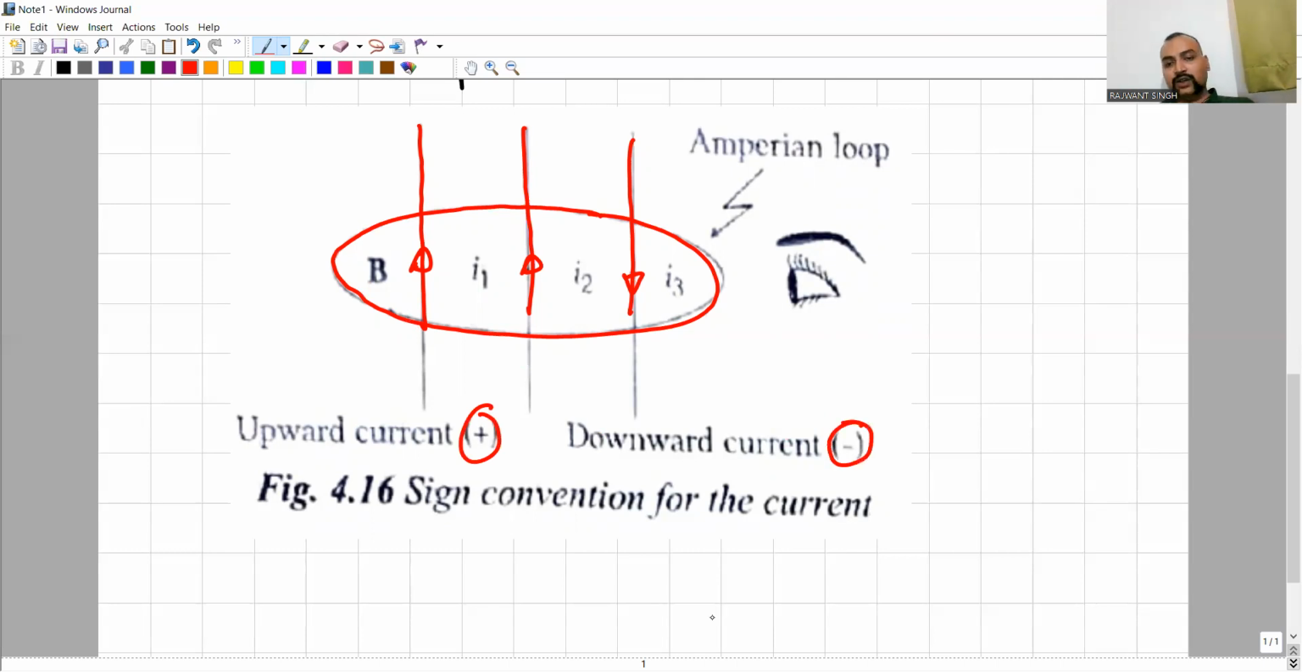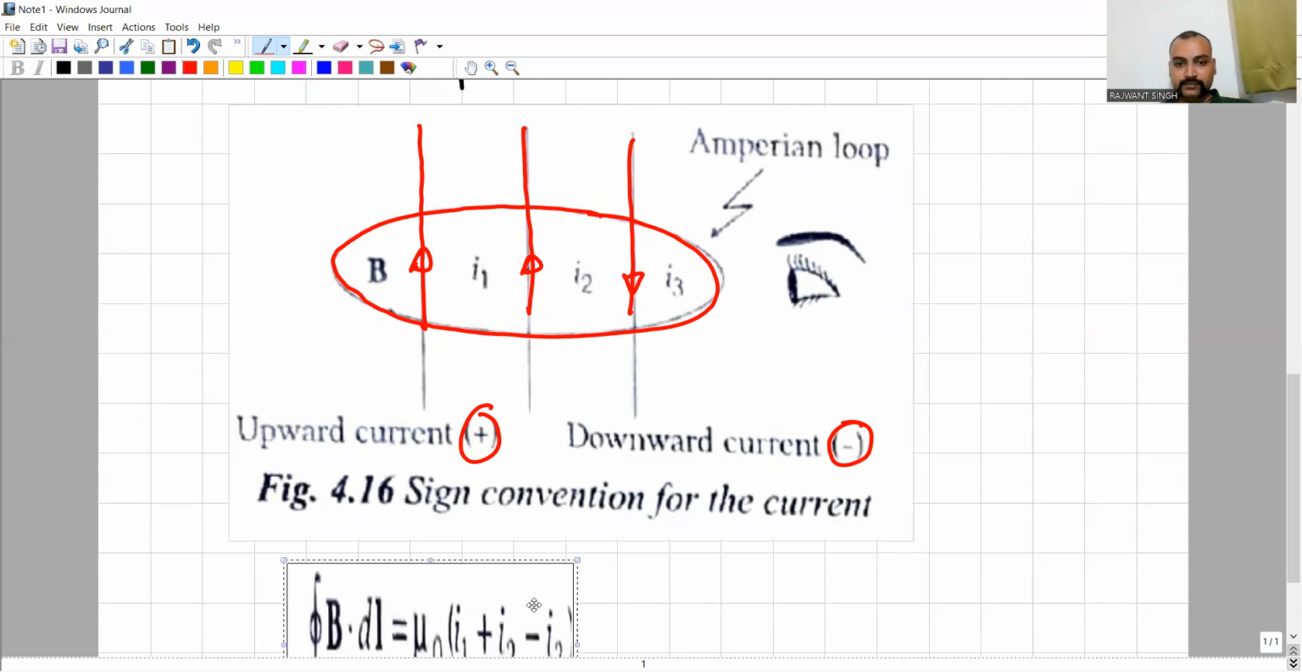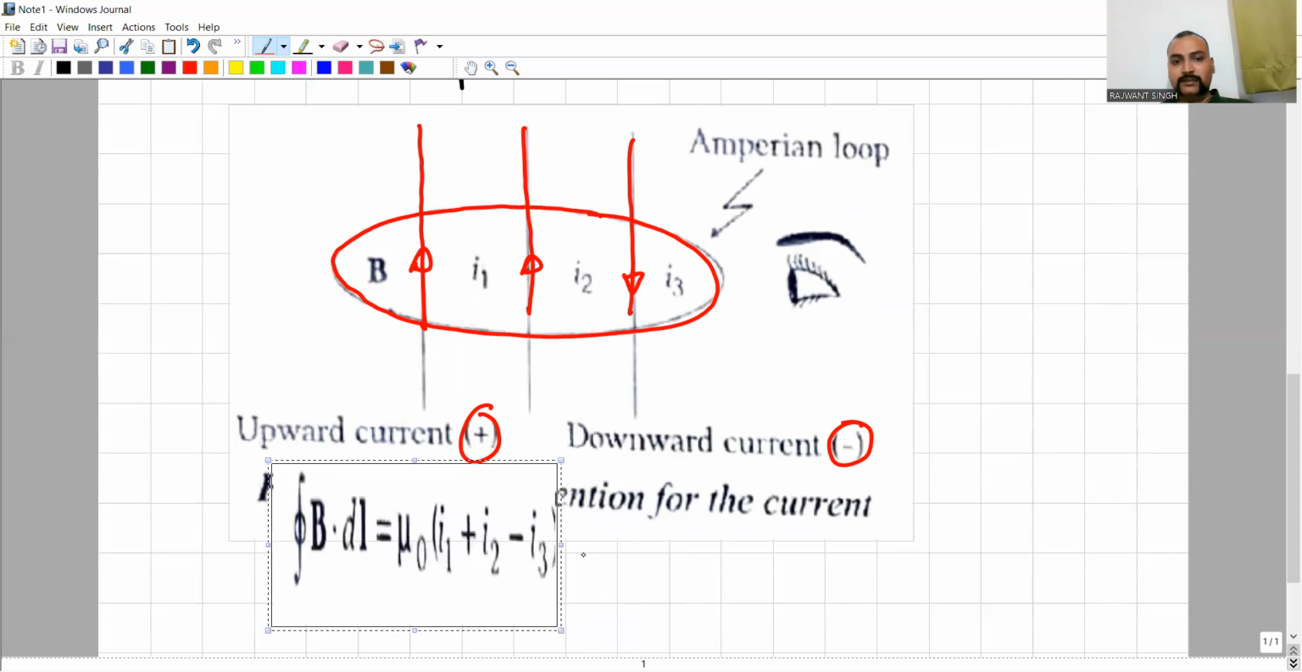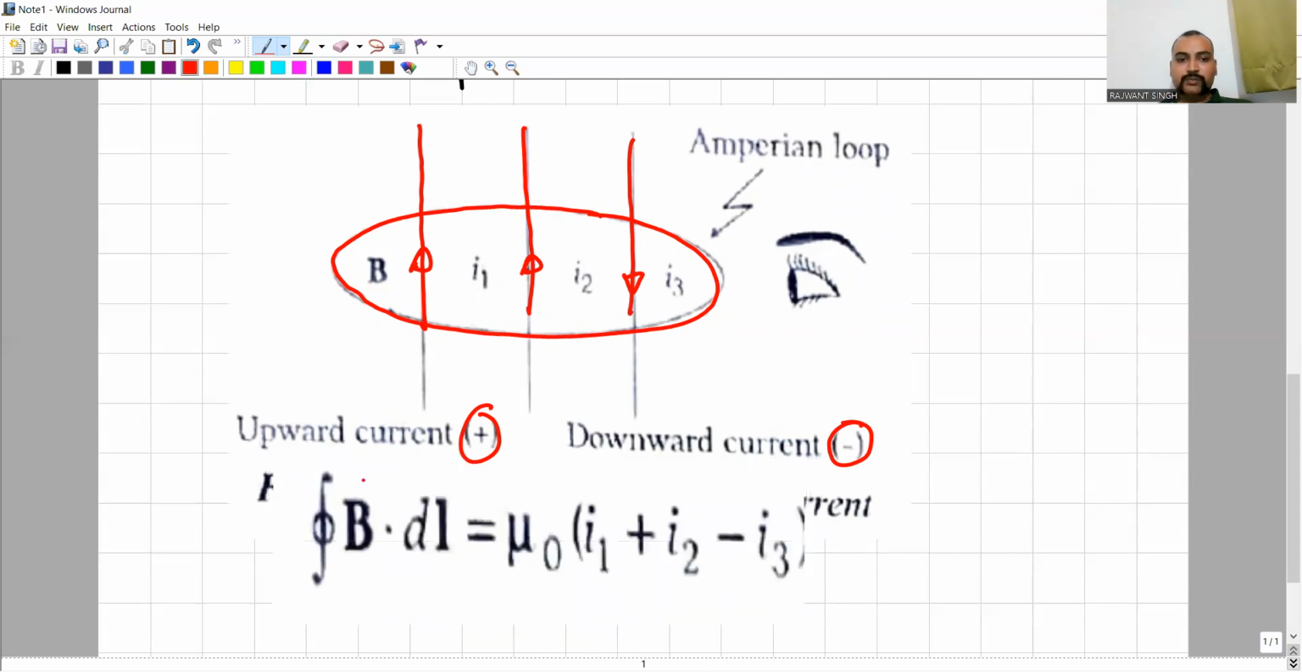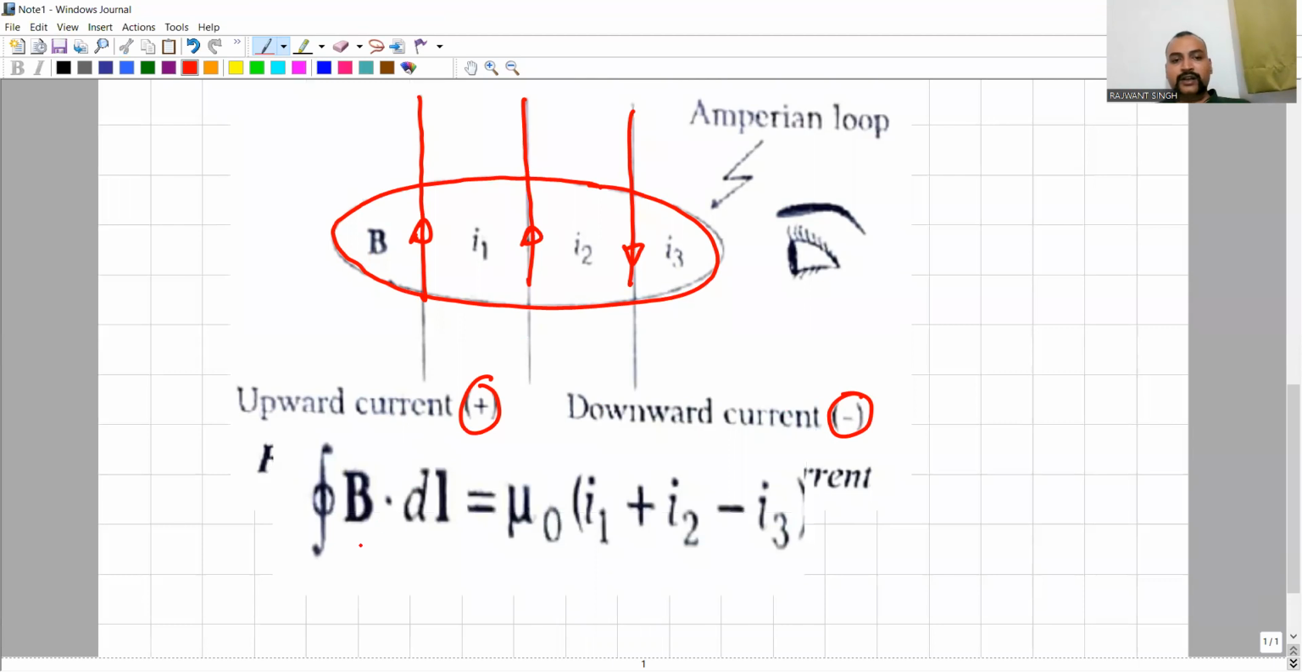In this case, your expression for Ampere circuital law would become something like this. B dot dl will be equal to I1, which is positive because it's going in the upward direction, plus I2, and minus I3 because I3 is going in the downward direction.